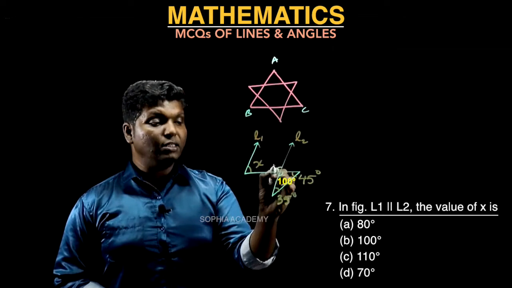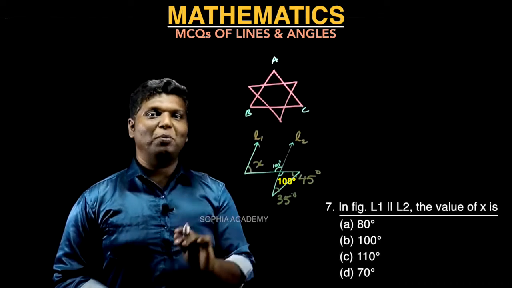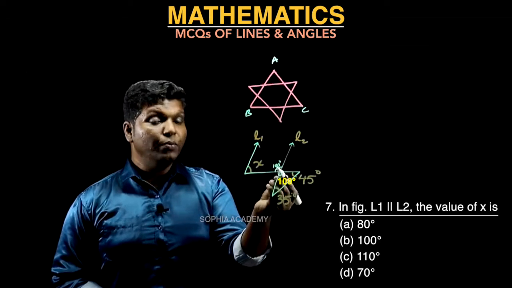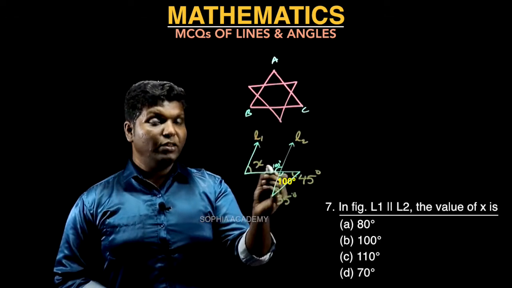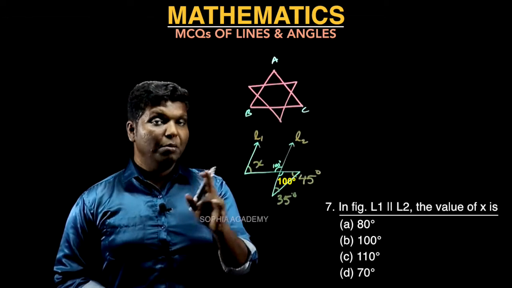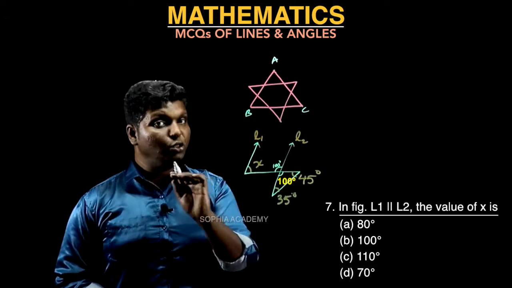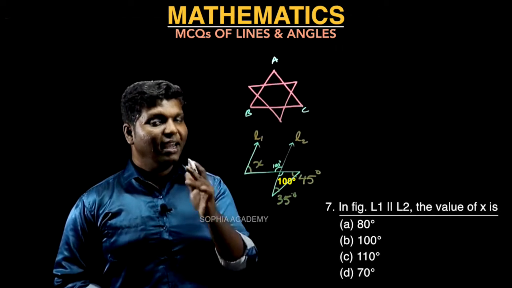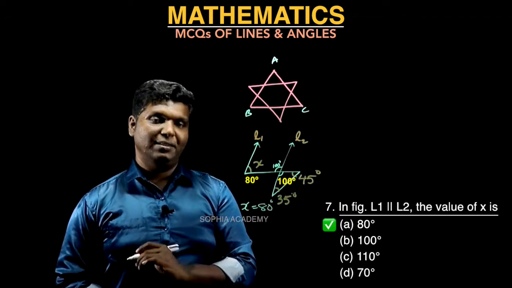If this is 100, then this is also 100. Can you give me the reason? Vertically opposite angles, right? It's vertically opposite. So this is also 100. Now I told you, when you are considering these 2 angles, the sum of these 2 angles is supplementary. Why? Because they are co-interior angles. So adding these 2 angles, you should get 180. So if this is 100, what about this one? It is 80. So we can say X is equal to 80.